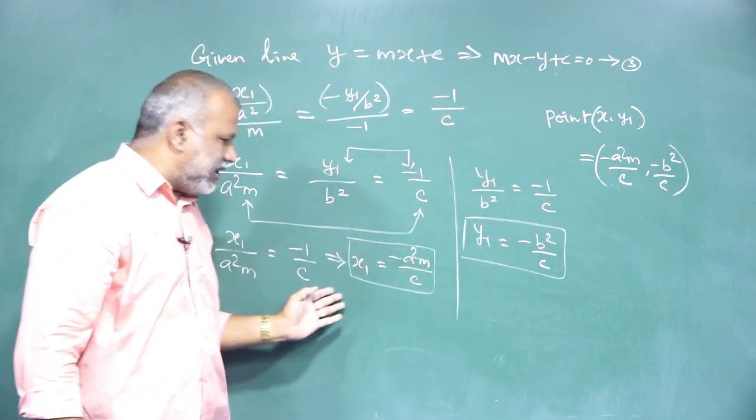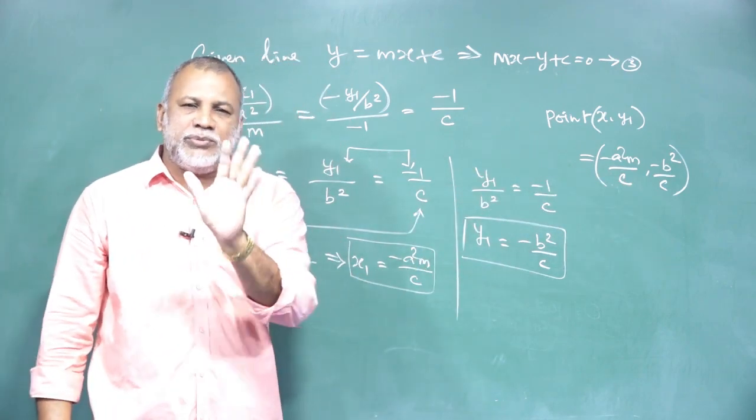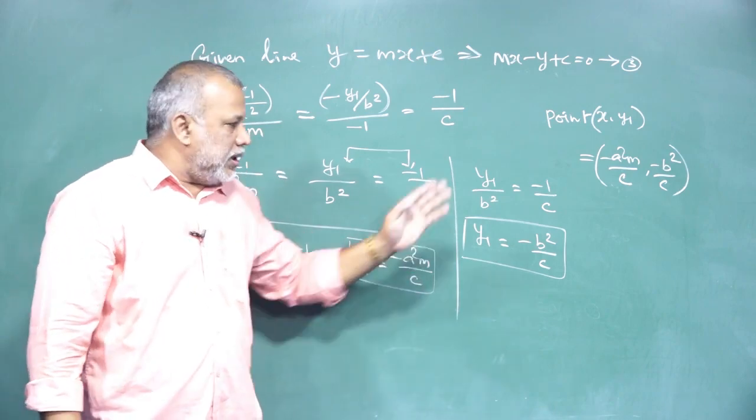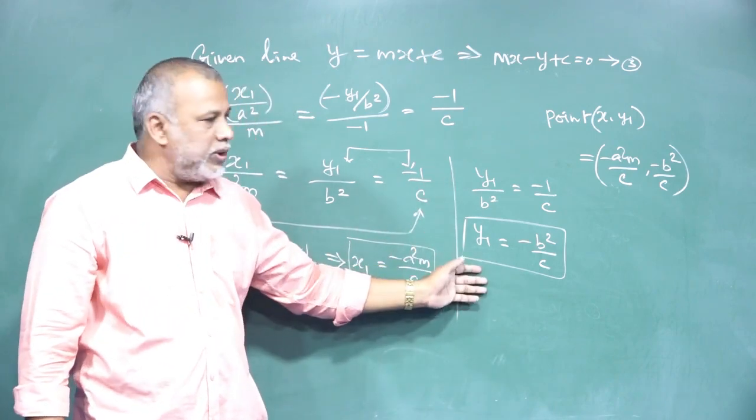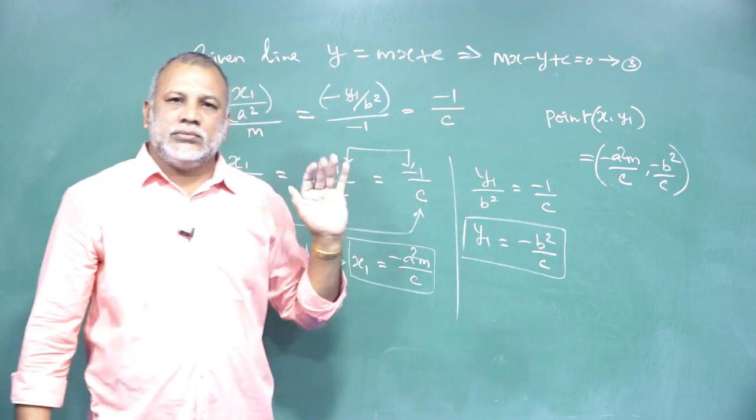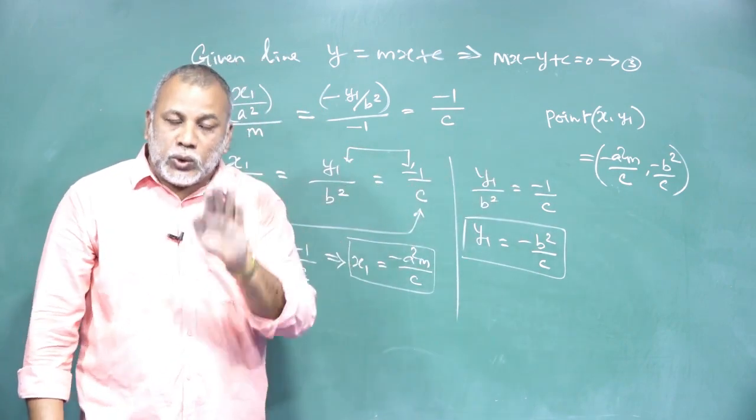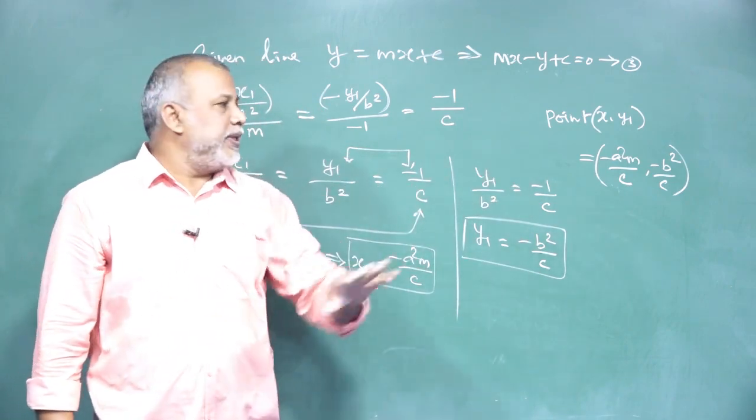I already worked out everything. Just a very simple 5% work only you have to do. Already worked out x1, y1. Up to the point of contact, we have worked out. Your work, you try yourself.